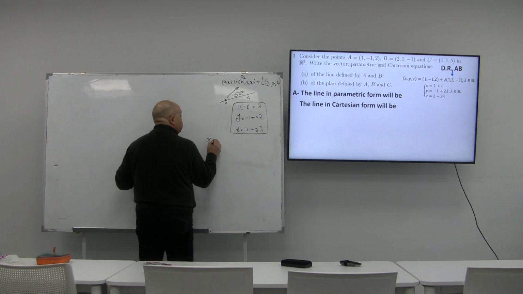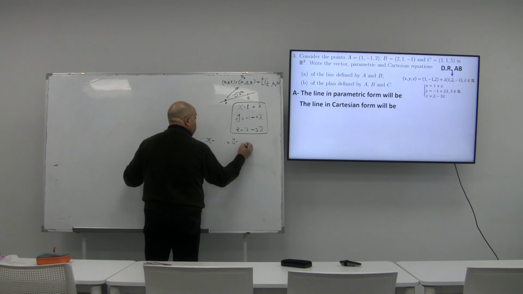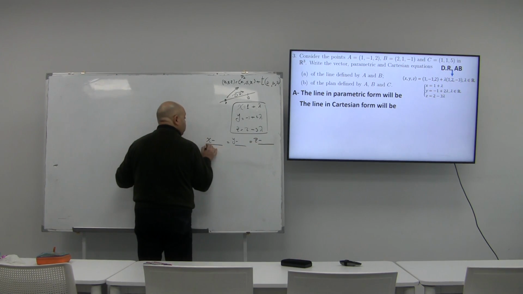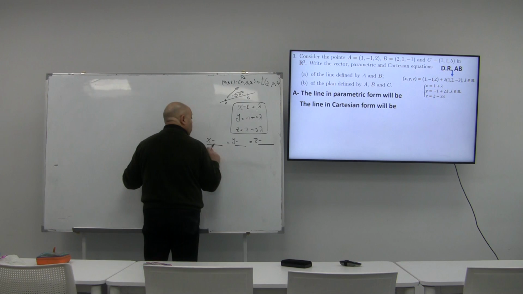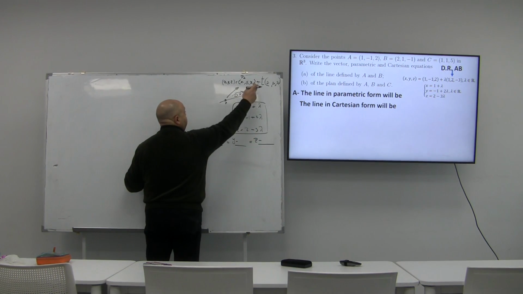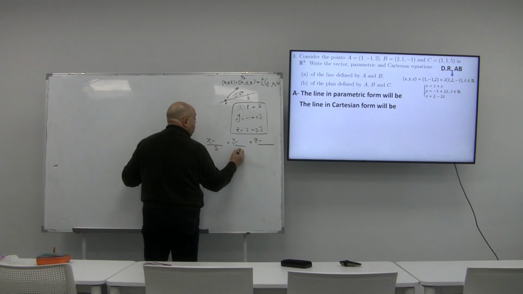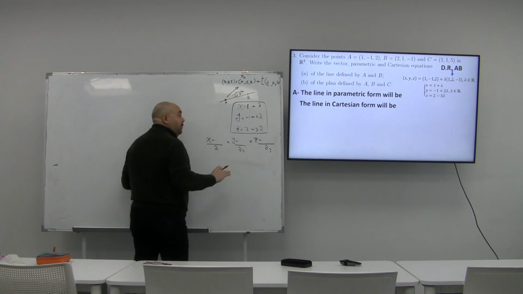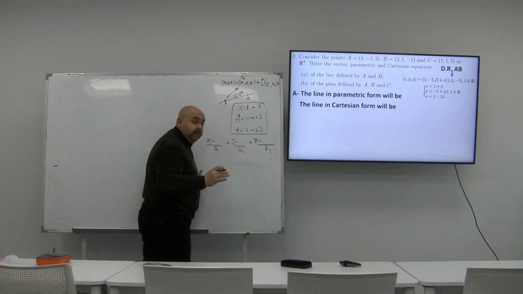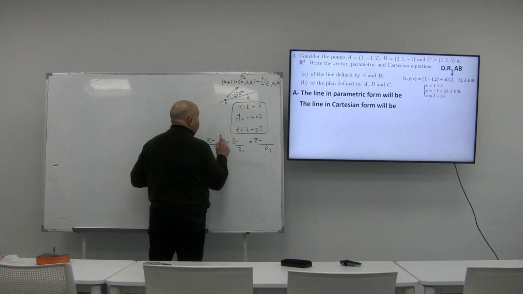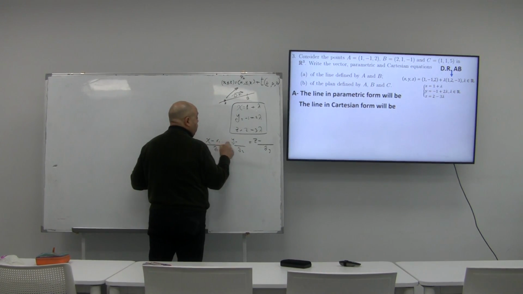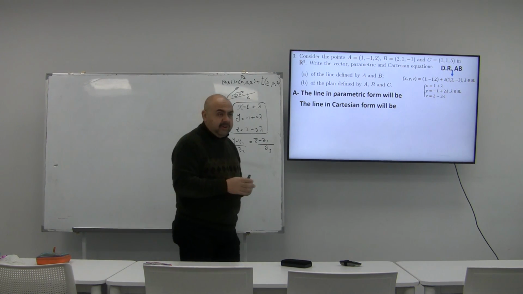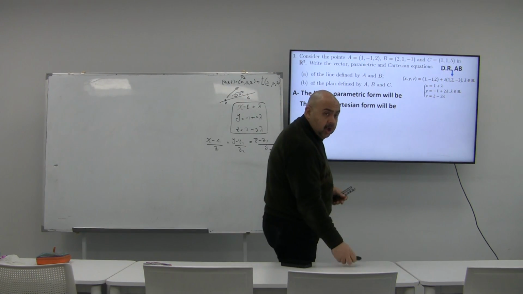x minus, equal y minus, equal z minus, divided by the coordinates of the direction vector, which is a1, a2, and a3. And in the numerator, I will just insert the point, which is x1, y1, and z1. This is the main law of a Cartesian representation of a straight line.